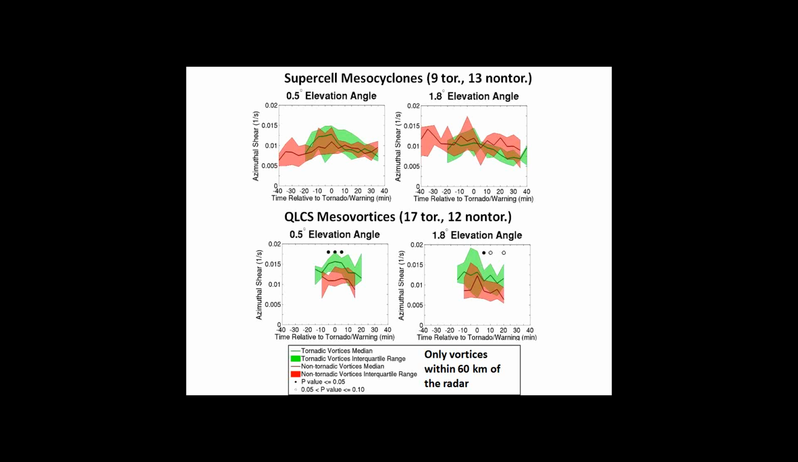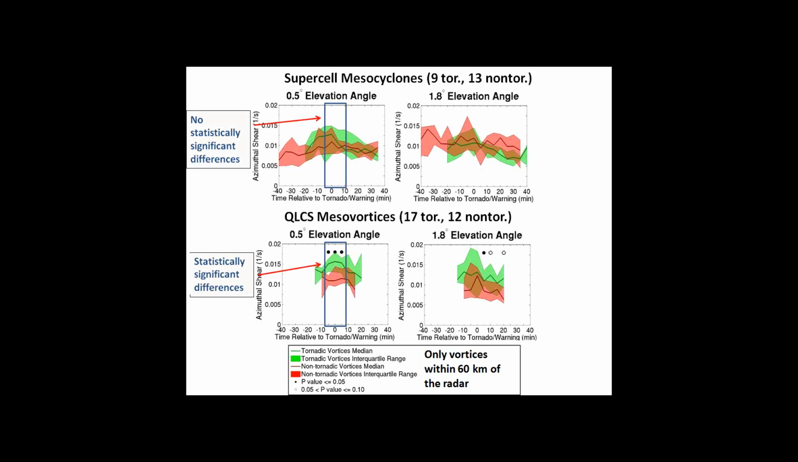So here are the main results from this section of the research. We'll focus today only on vortices that happen within 60 kilometers from the radar. So pretty close, as that's where we found the best results. The top is showing results for the supercell mesocyclone cases. The bottom is showing results for the QLCS vortex or non-supercell type cases.